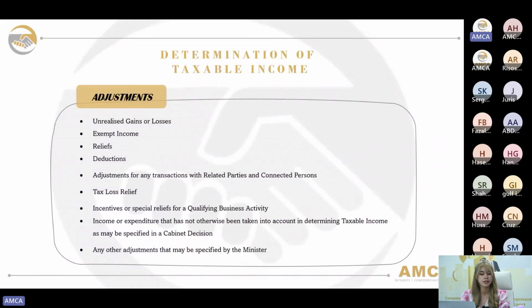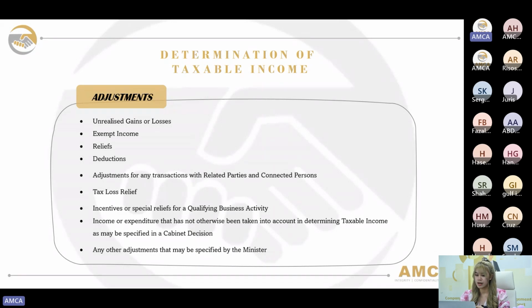Next is the adjustment for any transactions with related parties and connected persons. For corporate tax purposes, transactions with related parties and connected persons are to be done on an arm's length basis, where both parties deal with each other as if they are engaging with an independent party. To prevent the manipulation of the taxable income, the corporate tax law requires transactions between persons under common ownership, or that are otherwise related, to be determined by reference to the market value, irrespective of the value reported in the financial statement of the taxable person.